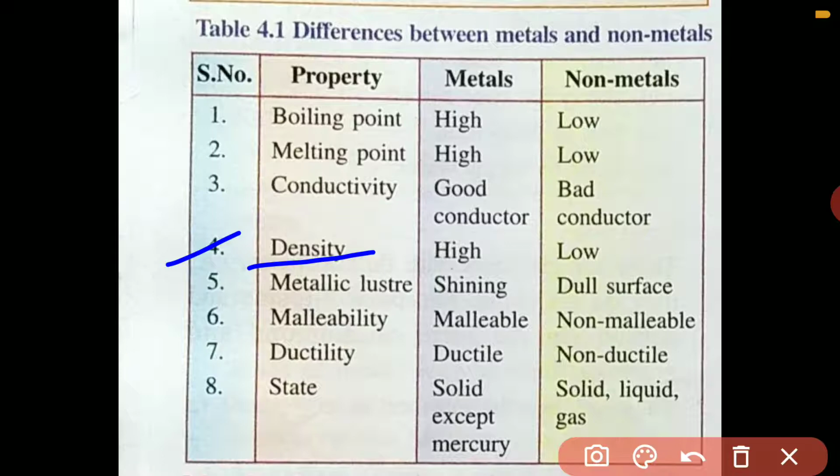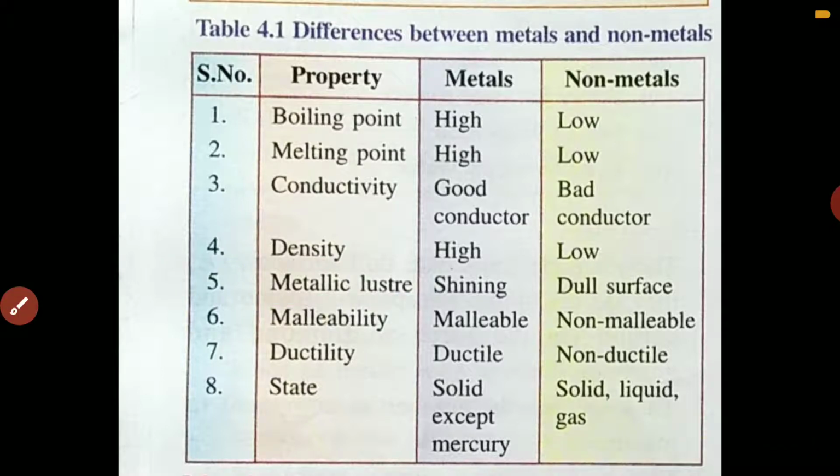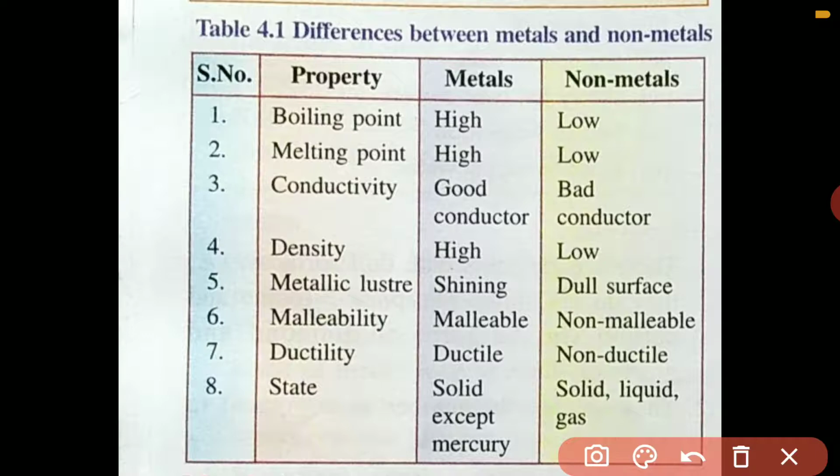Number 5, metallic luster. Metals are shiny. Here metallic luster means whether the surface is dull or shiny. So metals are shiny whereas non-metals are dull surfaced substances. Number 6, malleability. Malleability means whether a substance can be beaten into sheets or not. So as we have studied, metals are malleable whereas non-metals are non-malleable.